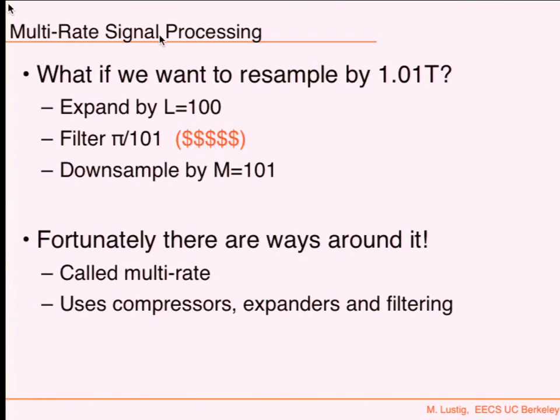Now, here's the problem, and I kind of raised it before. What if I want to resample by 1.01? And again, like the difference in the clocks between two computers, that could be really small. It can be like 1 ppm, 1 parts per million. Okay, it could be really, really small. The way I showed you right now, I would have to expand by a factor of 100. Lots of memory, big filters, and then downsample by a factor of 101.